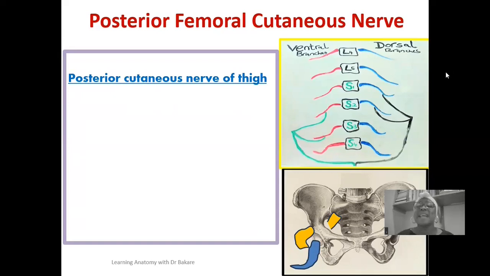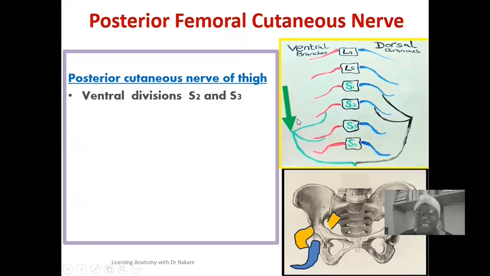And we say that this nerve has contributions from both the ventral and the dorsal divisions. Remember, we've been describing branches that emerge solely from the ventral and also the dorsal. But for now, we'll be describing the branches that receive contributions from both the ventral and the dorsal divisions. Of course, the posterior femoral cutaneous nerve is one of these branches. And you see it emerging from the ventral divisions of S2 and S3. And this is where we have the ventral divisions here, arrowed in green, we have S2 and we have S3.